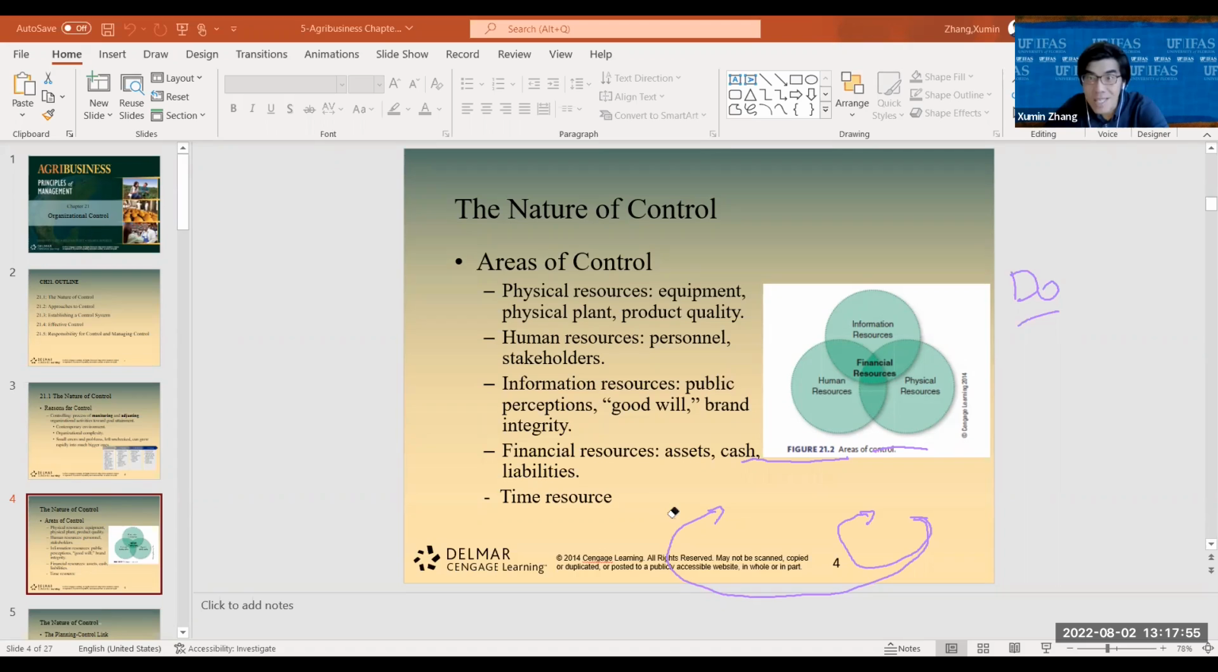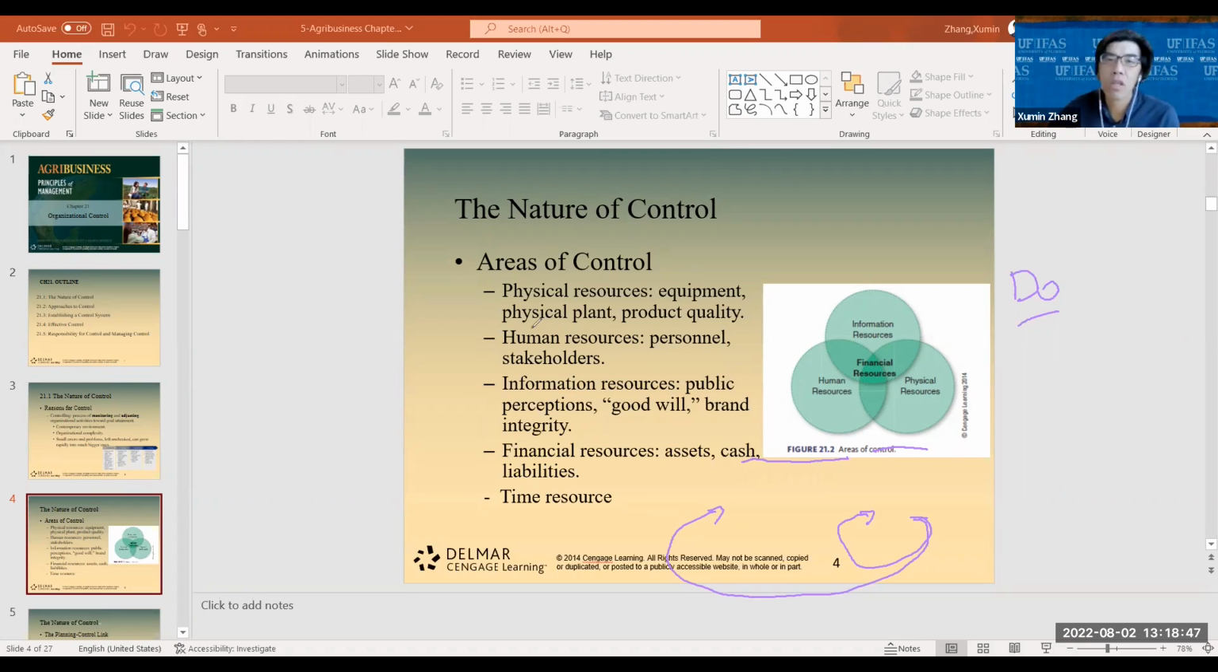We have all the supporting resources, right? Financial capital, financial resource, human resource, okay? And then actually we will also have the time resource. Time is also a very important resource. Although we say, hey, we just follow the schedule, sometimes you need to speed up, and sometimes you need to slow down. Let's focus on different areas.